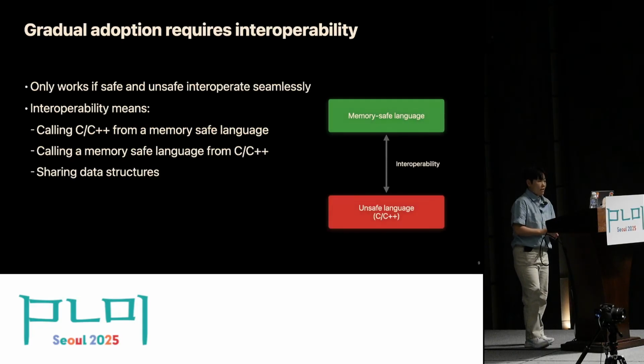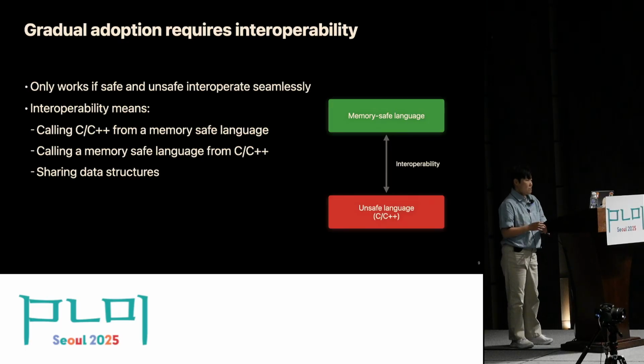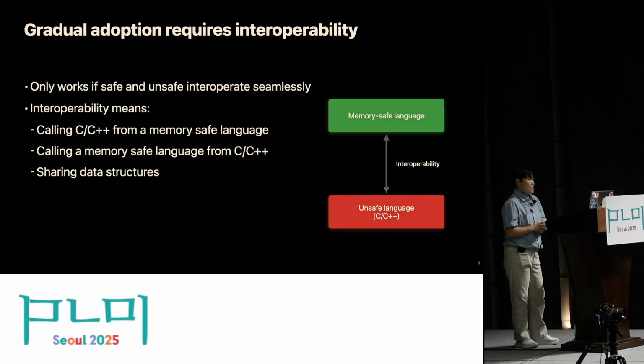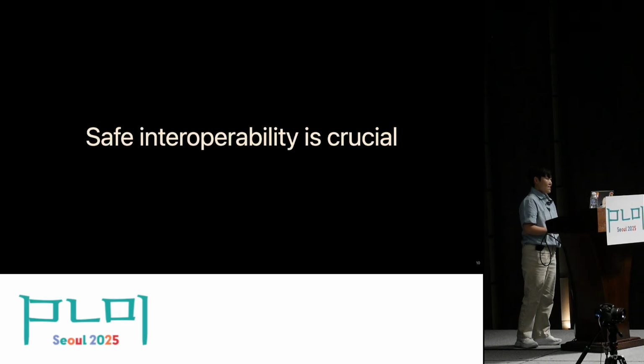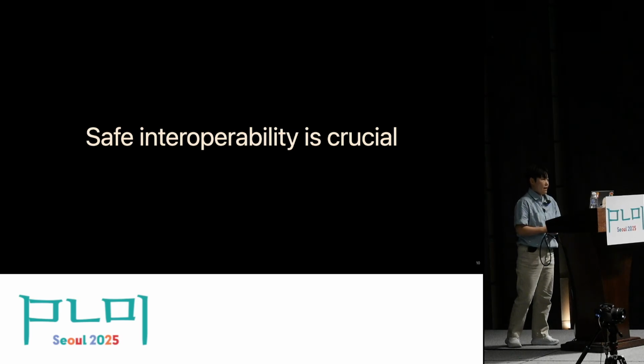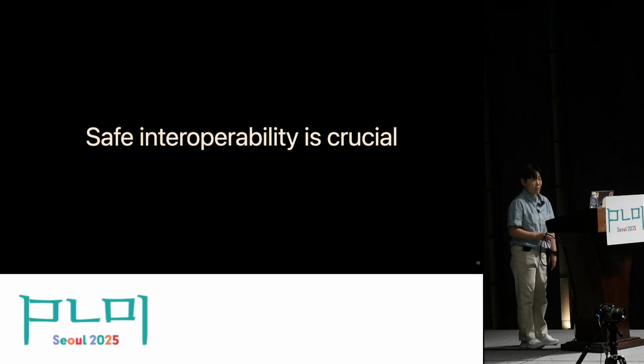However, gradual adoption only works if the safe and unsafe languages can interoperate seamlessly. Here, interoperability means calling C or C++ from a memory-safe language, calling a memory-safe language from C or C++, or using data structures defined in the other language. In this setting, safe interoperability is crucial. Otherwise, memory safety will be compromised.